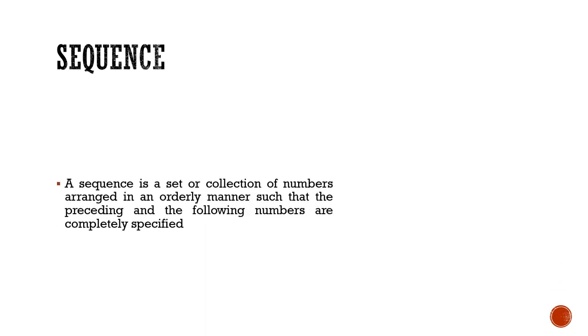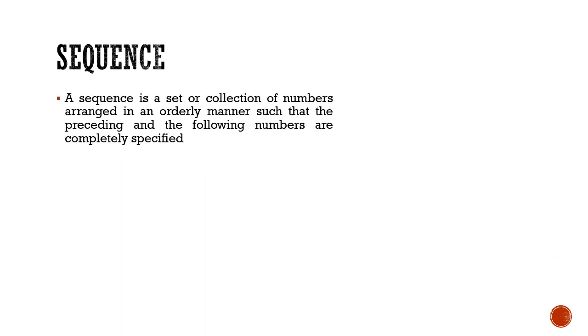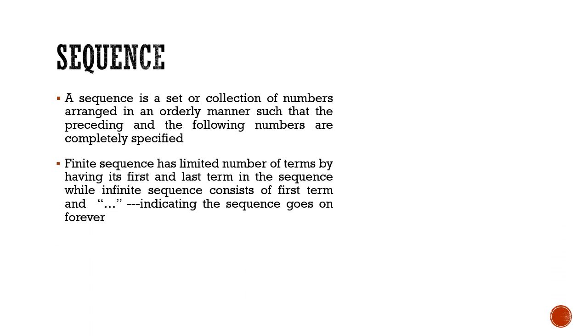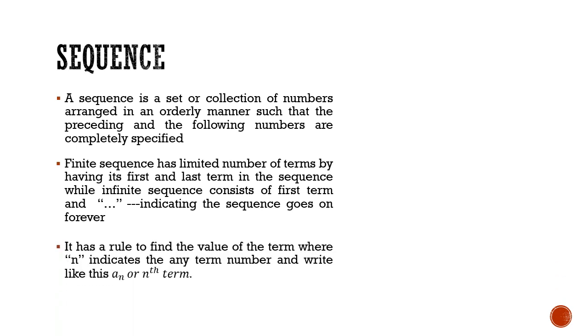So first, let's talk about what is a sequence. A sequence is a set or collection of numbers arranged in an orderly manner such that the preceding and the following numbers are completely specified. Finite sequence has limited number of terms by having its first term and last term in the sequence, while the infinite sequence consists of first term and ellipsis as its last term, indicating the sequence goes on forever.